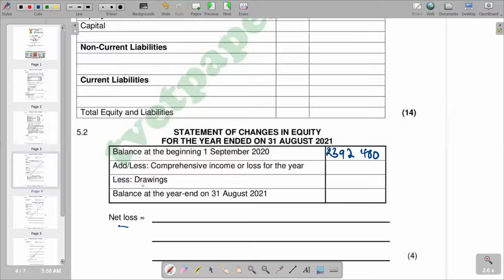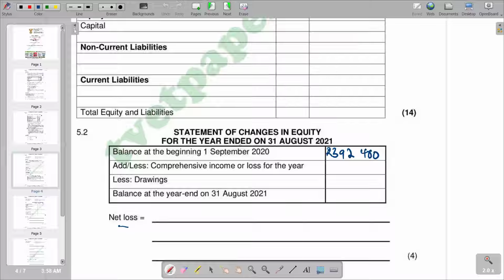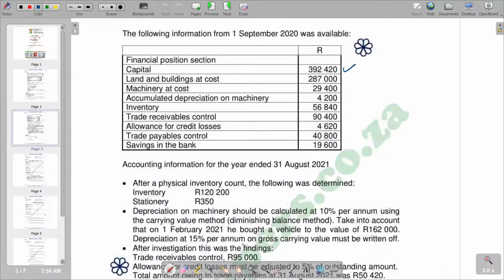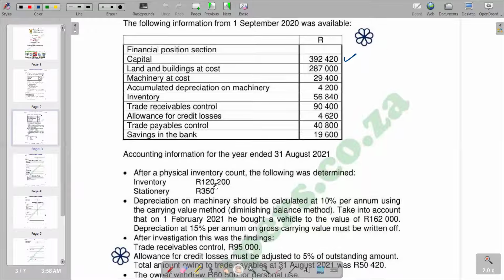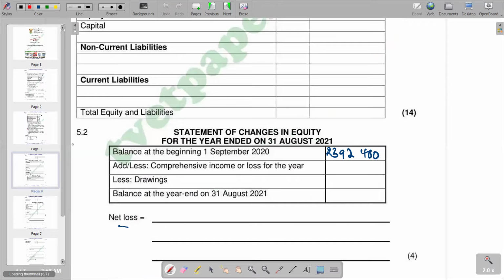Then we go to less drawings. So we go to the question and look for drawings at the end. Remember, we are calculating for the year ended on 31 August 2021. So we look for drawings that we have at the end of the year. What we have in the additional information is information about the owner, 67,500 for personal use. So these are going to be our drawings. You can just take 67,500 and put it here. And remember, we're saying less, which means we are subtracting.